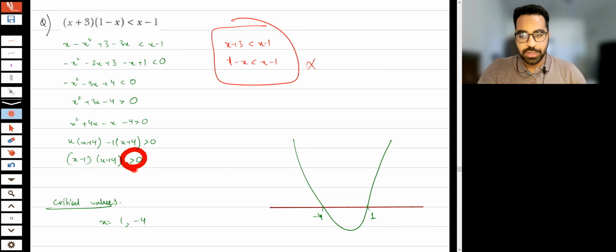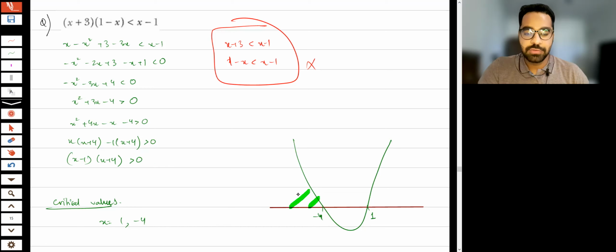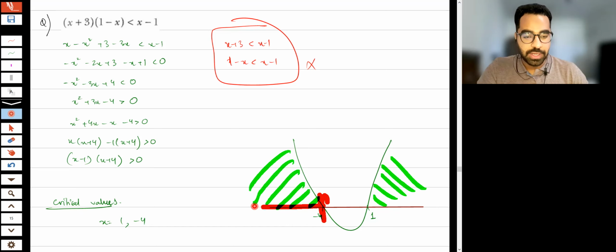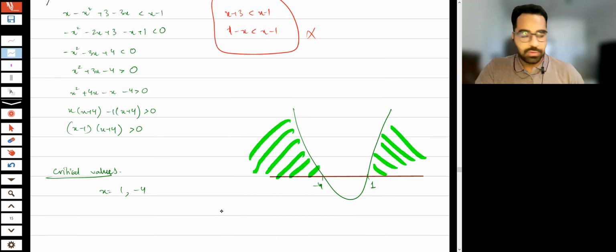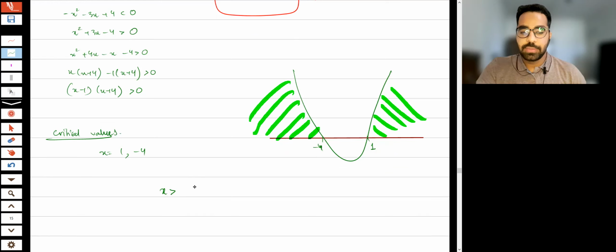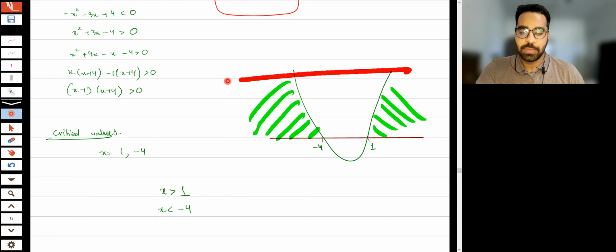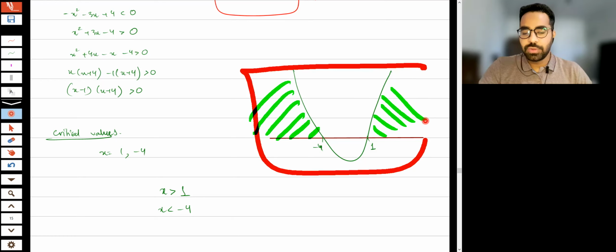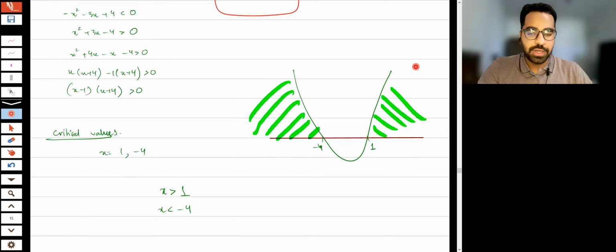I have a greater than sign, so I'm going to shade the region above the x-axis or my number line. It would be this region. This says that my value of x is valid for values towards the right, and my value of x is valid towards the left of minus 4. So my answer would be that x is greater than 1 and x is less than minus 4. Again, I'm saying that there are no marks for this curve. There's no need to make a neat curve for it. This curve will only help you in finding out the answers.